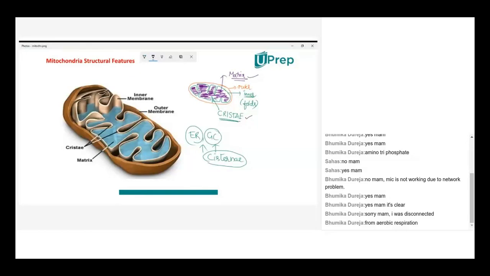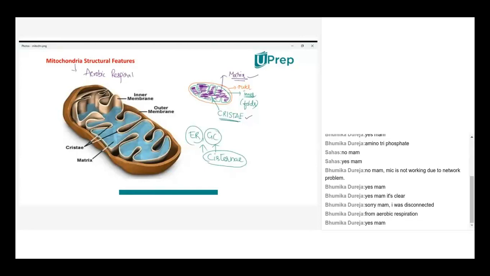Okay. Now, when you take the functional aspect of mitochondria, mitochondria is involved in aerobic respiration. Okay, Bhumika? So here, respiration is not just taking in and giving out gas, but in cell biology, respiration stands for conversion of materials which you take as diet into energy. So in which format will energy be released? It will be released in the format of ATP, where A stands for adenosine.